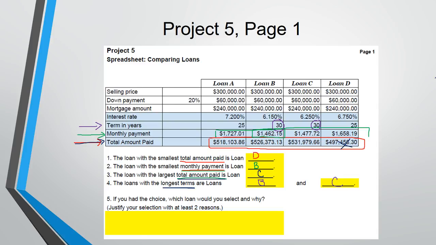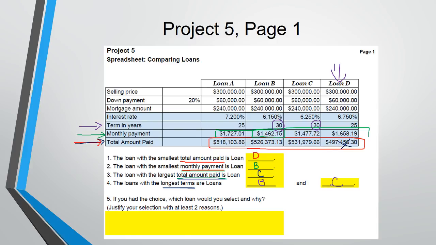I could say I'd rather take out loan D because D right here has the smallest total amount paid. At the end of the day, when I'm done with my loan, I want to pay the least amount. Okay, so that's one justification. So you could write that in there. Remember, you need to give two reasons why you chose the loan that you chose.